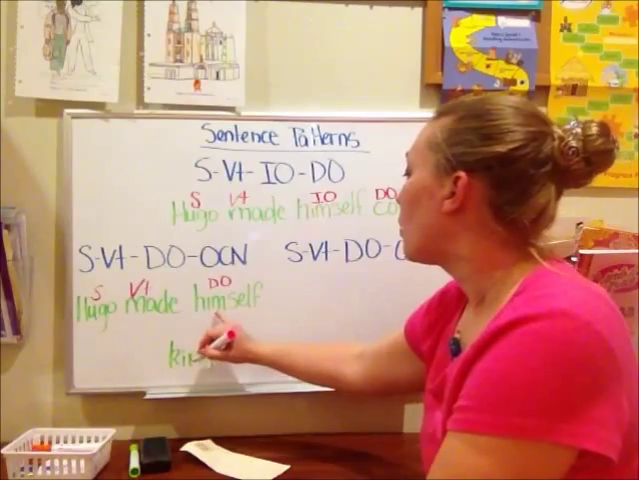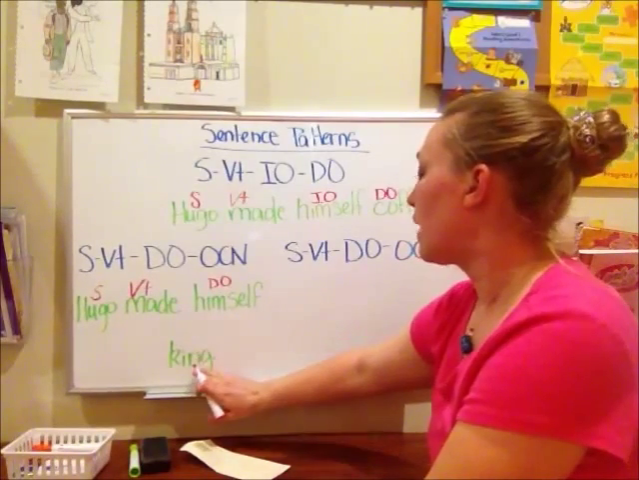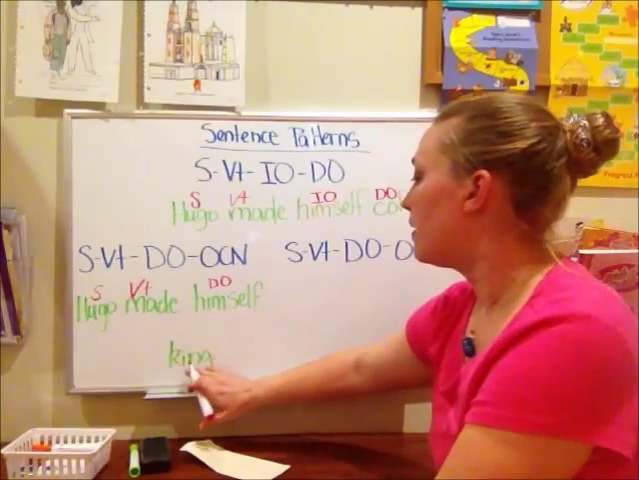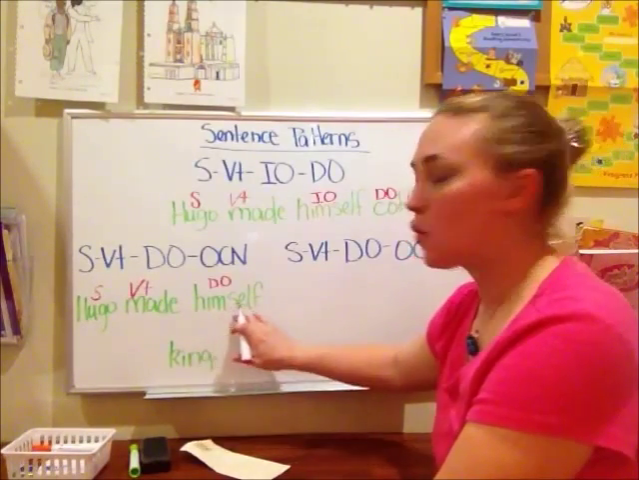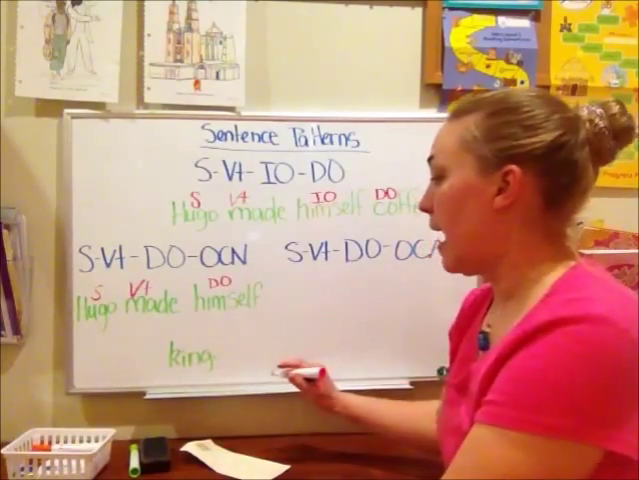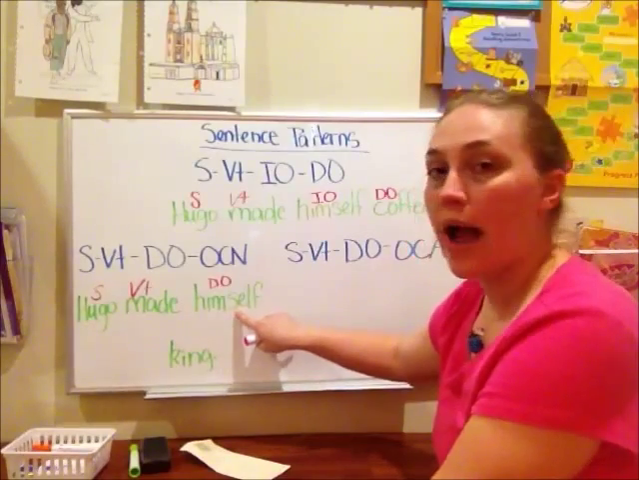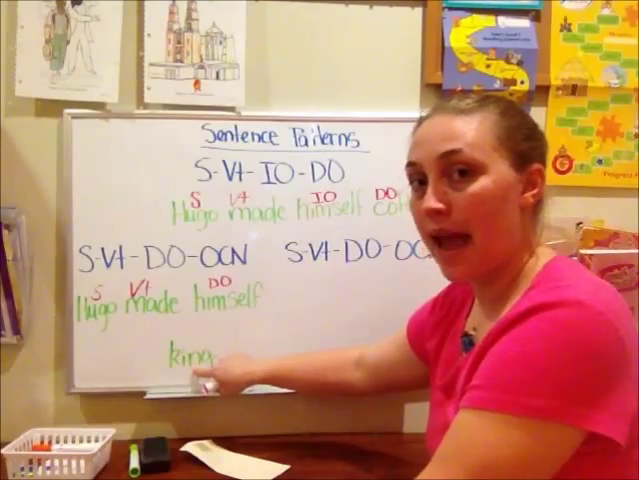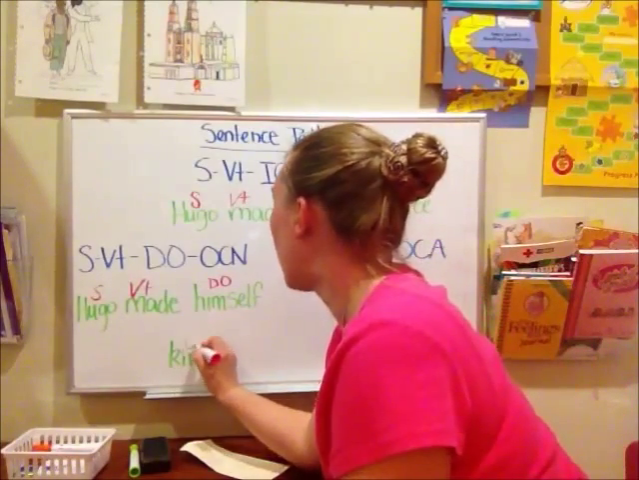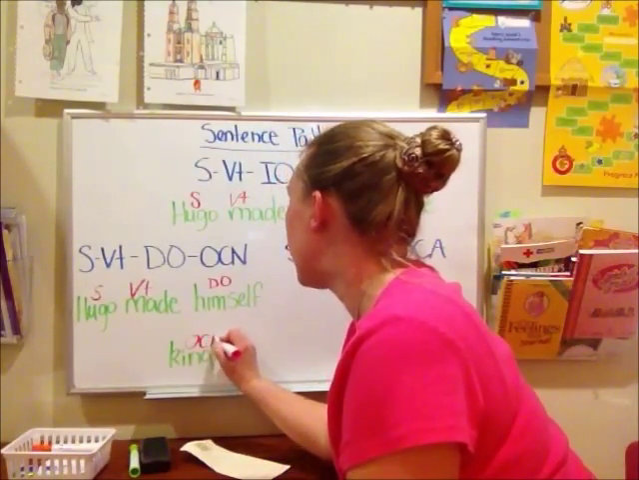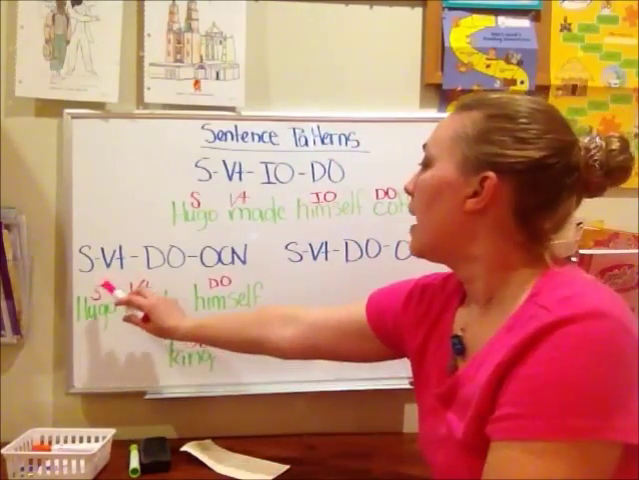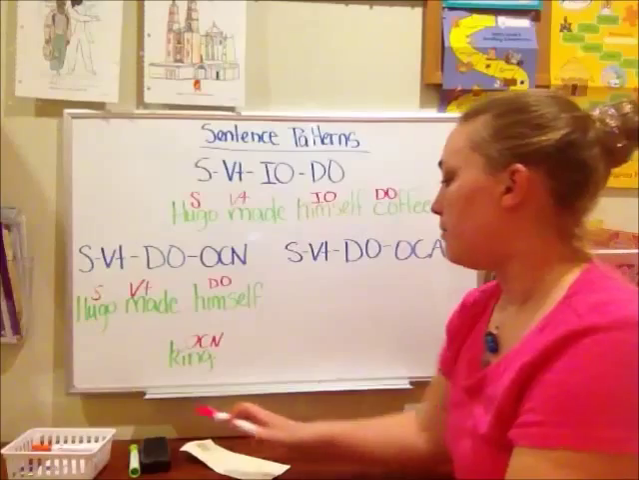Okay, now, when we have a direct object and the word after it is describing himself, can this word here replace or describe himself? Yes, it can. This can replace or describe what he made of himself. And king is a noun. So we'll mark this as an object complement noun. So this shows our sentence pattern of SVT, DO, OCN.